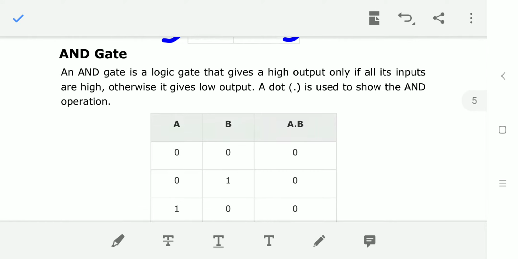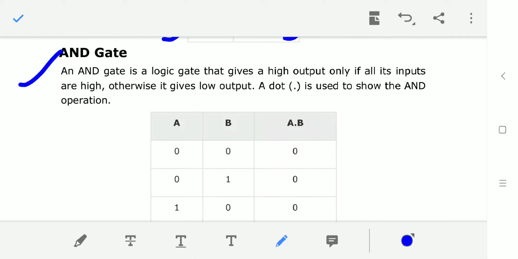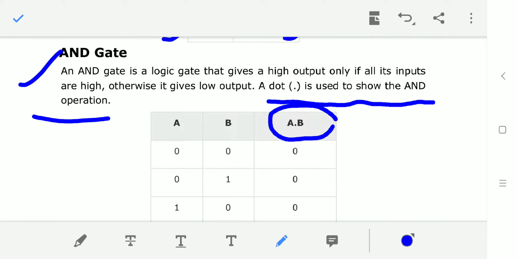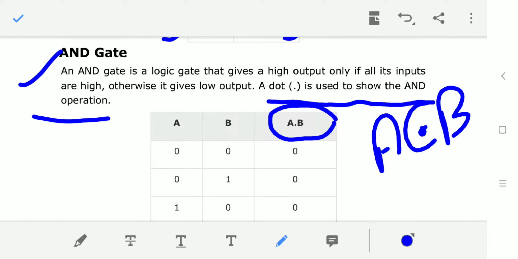Next is AND gate. An AND gate is a logic gate that gives a high output only if all its inputs are high. Otherwise, it gives low output. A dot B is used to show the AND operation. Here, A dot B. This dot is AND.